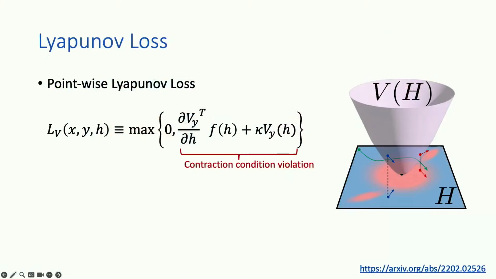And that brings us to Lyapunov loss. So first I'm going to define the pointwise Lyapunov loss, which is basically almost like a hinge loss, if you're familiar with hinge loss. So it basically says, if this per-state local contraction condition is violated, which means this part is positive, then I pay a penalty proportional to the violation. If it's not violated, which means this part is negative, I just treat it as 0, I don't care.